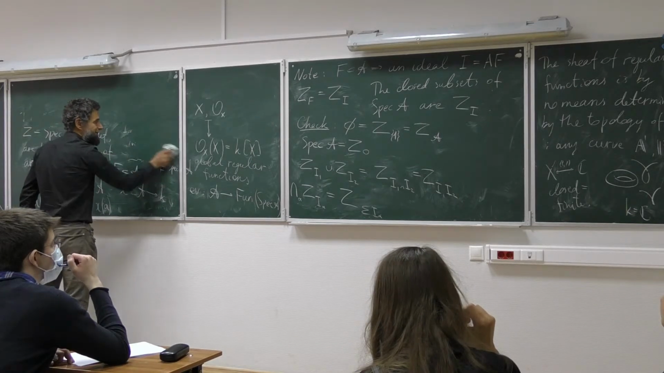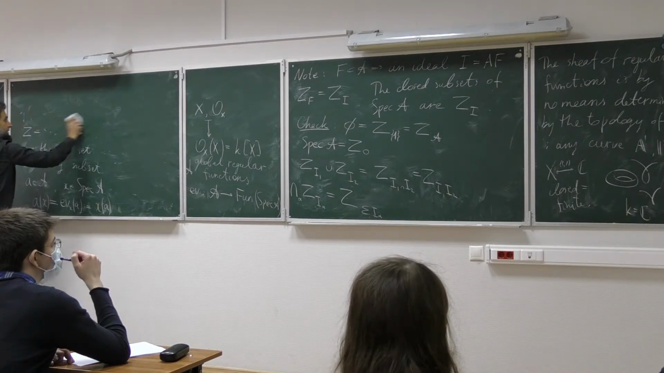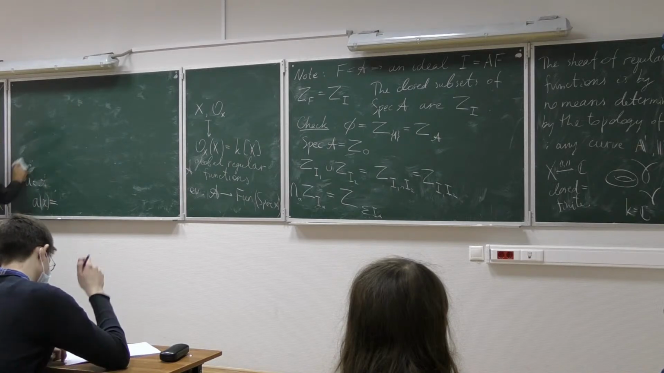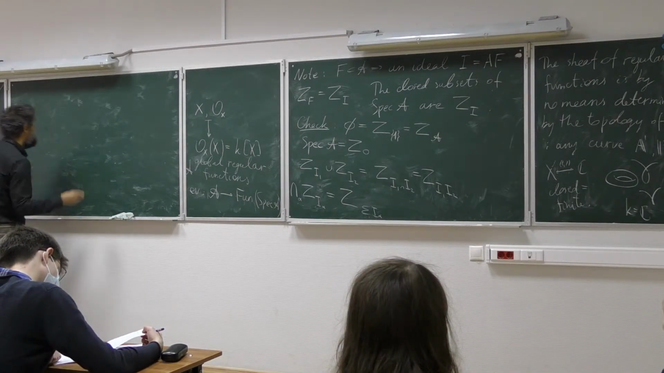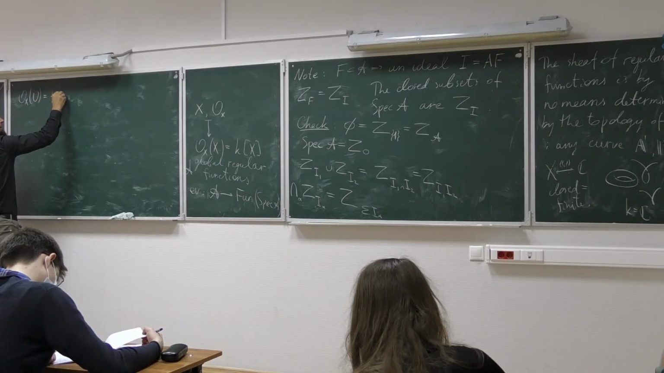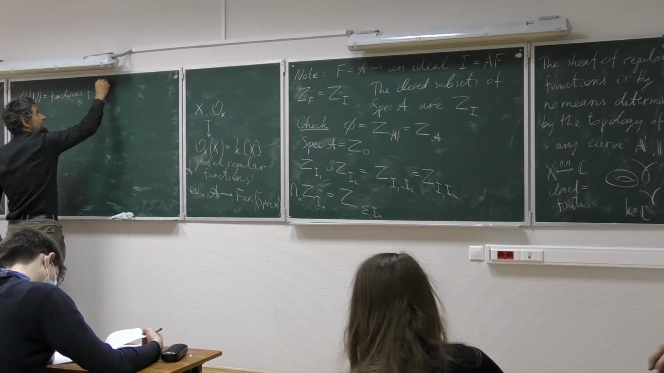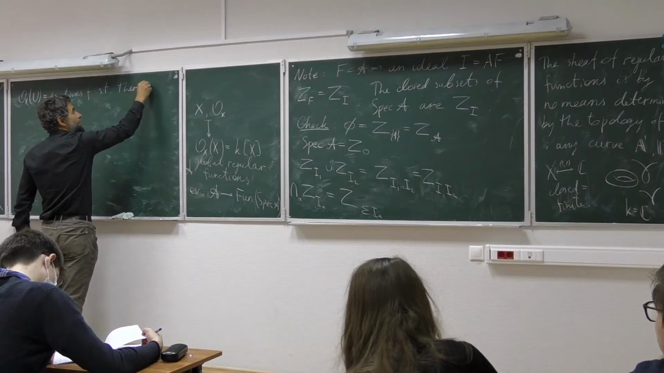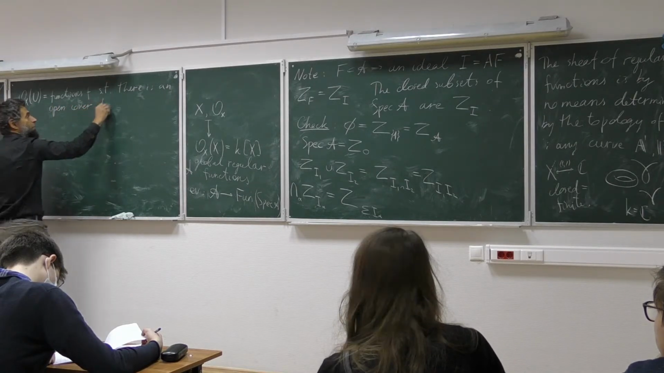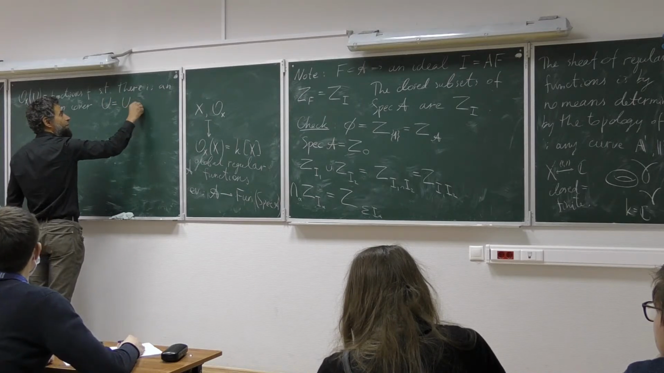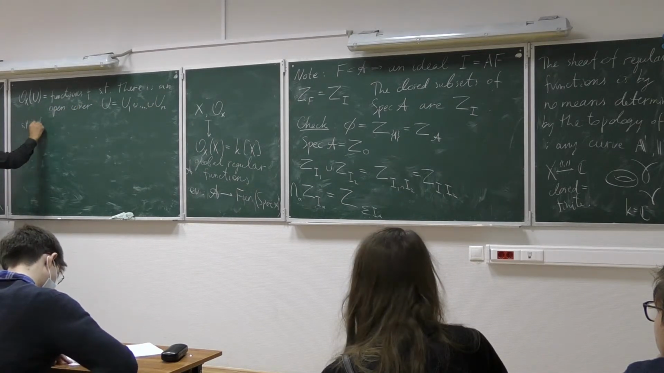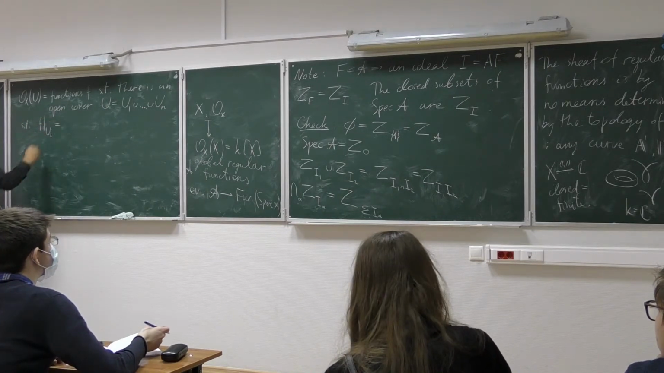So we have to specify the regular functions. So I have an open subset U, and what are the regular functions? So O_X of U. These are functions f such that there is an open cover like this, such that f restricted to U_i is a rational function.